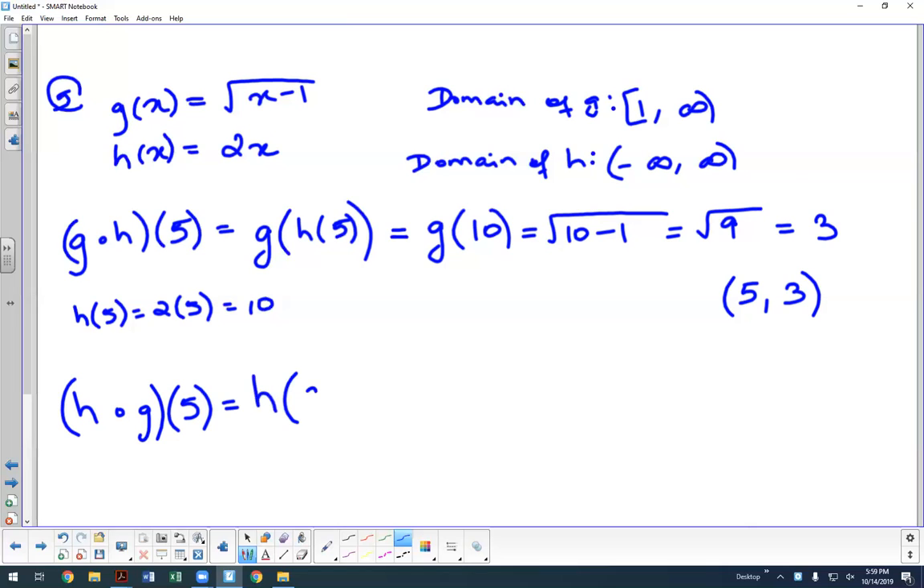So h on the outside, g on the inside. So h of g of 5. What will that give us?